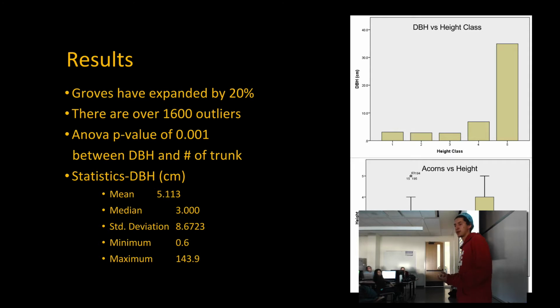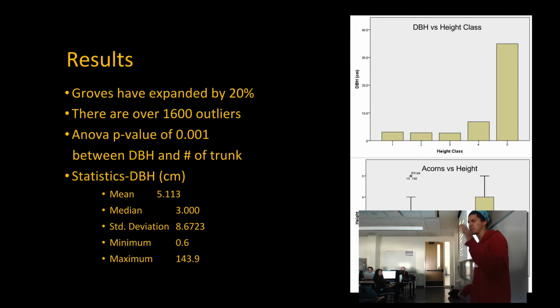So then I went to my results. Groves had expanded by 20%. There are over 1,600 outliers in the groves. I got an ANOVA p-value of 0.001. And that helped me see that there is a strong correlation between DBH and height class. The higher the DBH, the higher the height class.